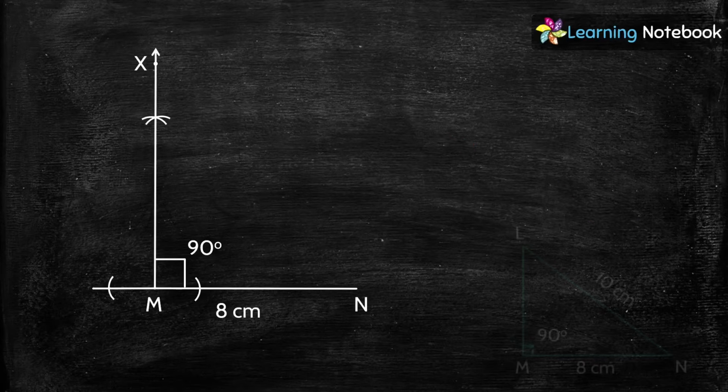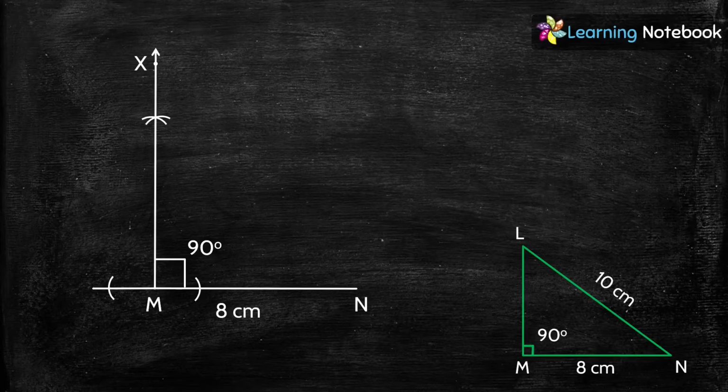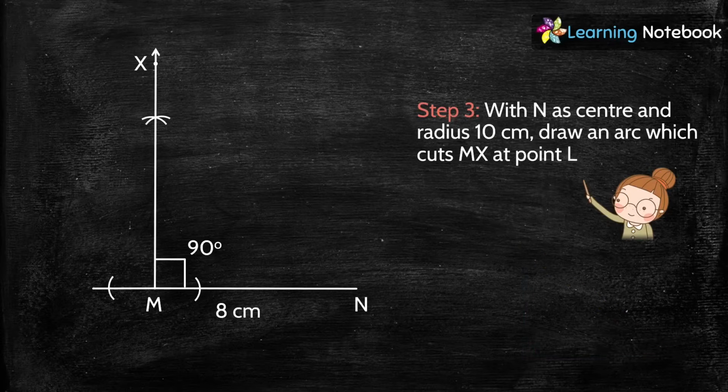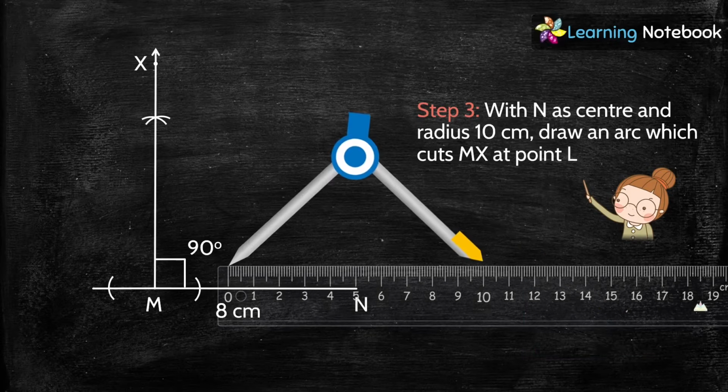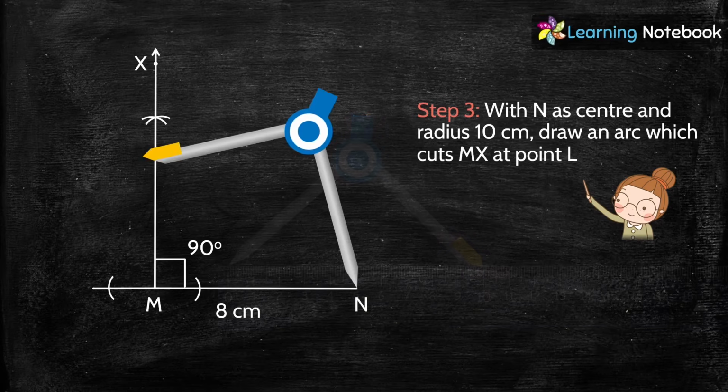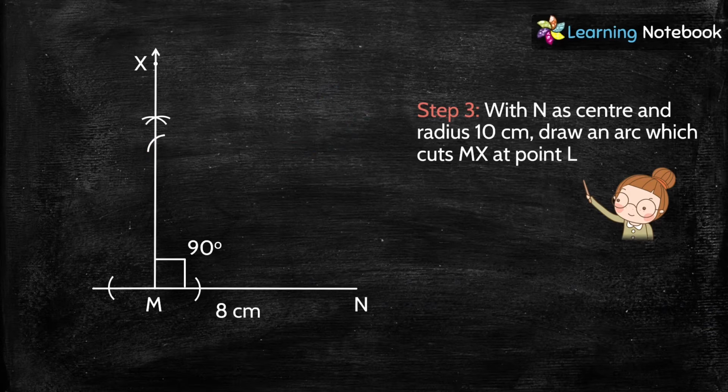Now take a look at the rough sketch. We have to draw the third side, that is hypotenuse, which is equals to 10 centimeter. So in step 3, let's open the compass to 10 centimeter and then with N as center, draw an arc which cuts MX at point L.